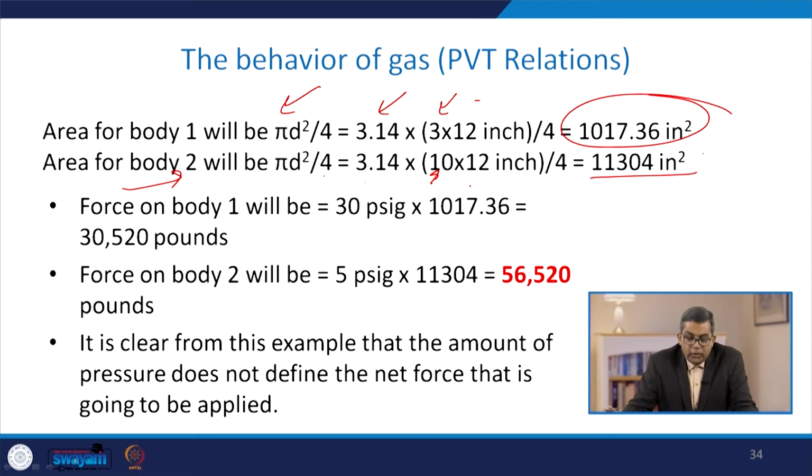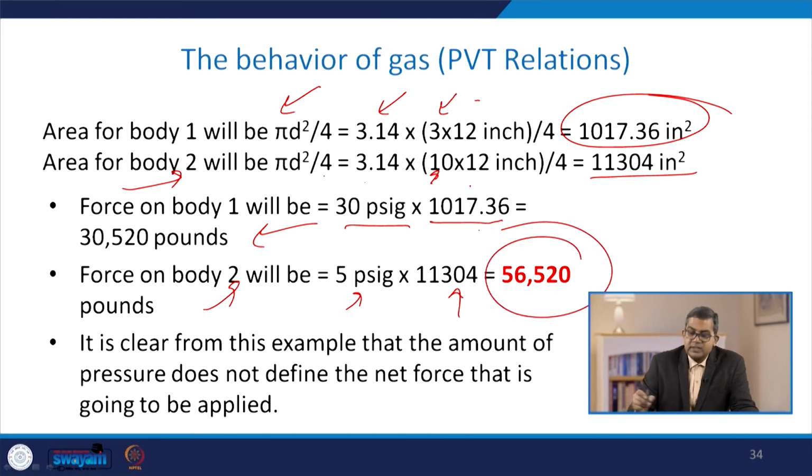So, the force on body 1 will be 30 psig into 1017.36, and that comes out to be 30,520 pounds, whereas the force on body 2 will be 5 psig into 11,304, and that comes out to be 56,520 pounds. Now, it is clear from this particular example that the amount of pressure does not define the net force that is going to be applied.